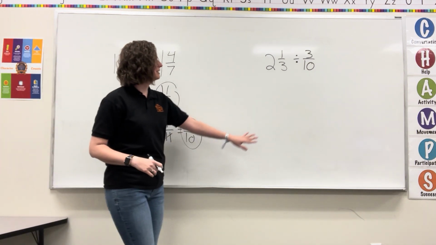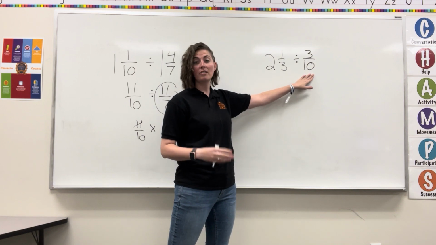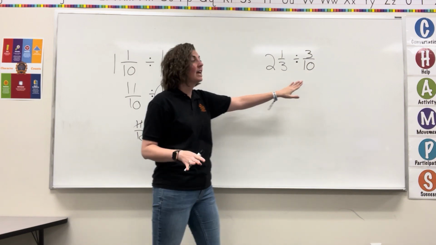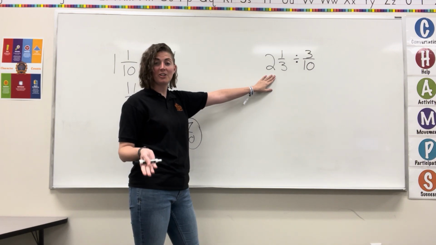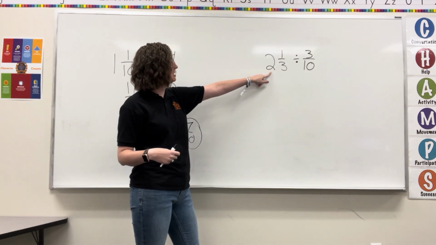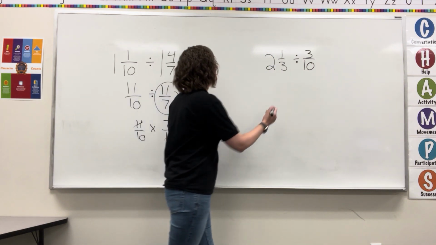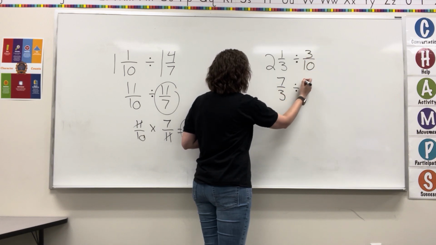Moving on to another example, here we have a mixed number divided by a fraction. Since this fraction is already in that form, we can leave it alone, and we can focus here on our first number of 2 1/3, turning that into an improper fraction. 3 times 2 equals 6 plus 1 equals 7, 7 over 3. And then 3/10.